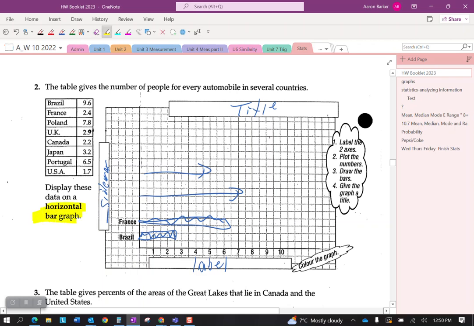Here, you're doing a horizontal bar graph, which means your bars now go horizontal left to right. Okay? Don't forget a title. Don't forget a label. Lots of hints on how to help you. Okay? The first one's so cooked up, they even label this axis with the numbers, so you don't even need to come up with a scale.